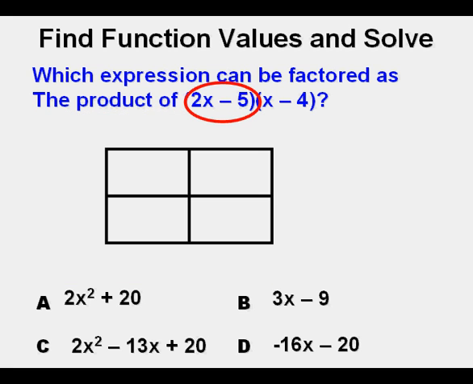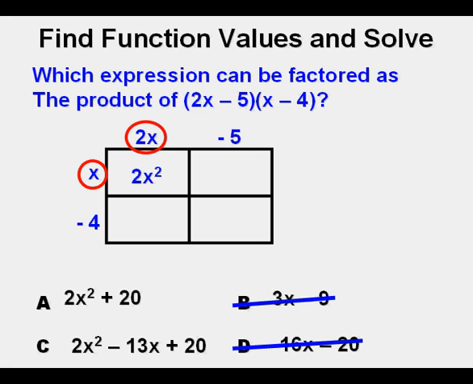I like this box method. So I can put 2x minus 5 on the top, and then we can put x minus 4 on the side. Multiply x times 2x, we get 2x squared. So based on this calculation, we can already eliminate B and D because they don't have 2x squared. Now we multiply these two terms together, get negative 5x. Multiply these two terms together, get negative 8x. And then we multiply these two terms together, get positive 20.